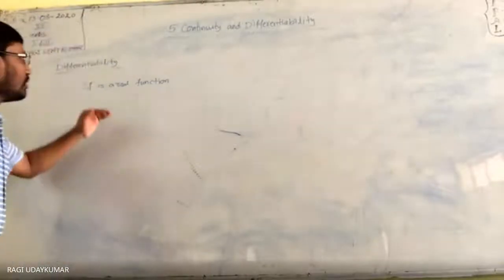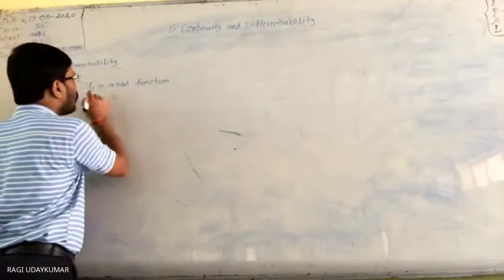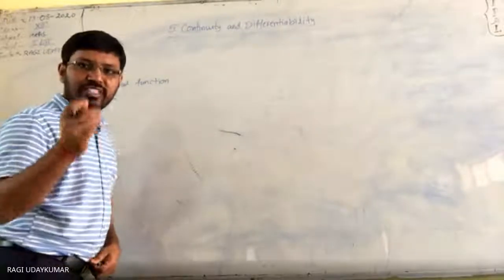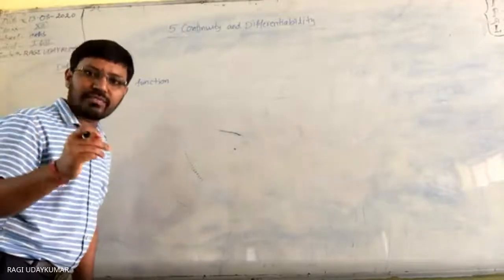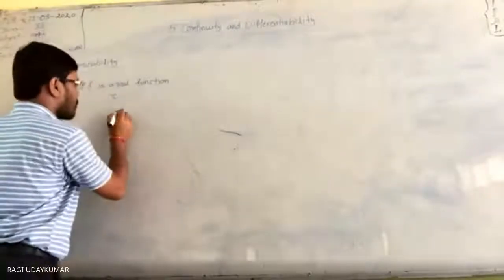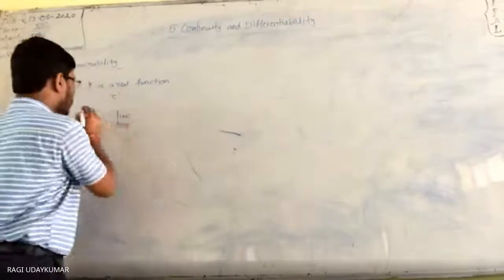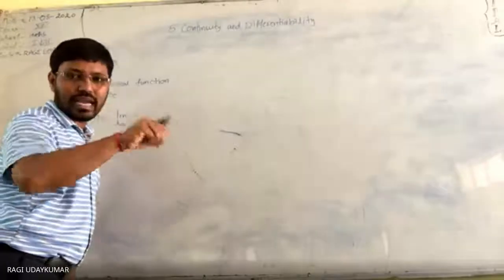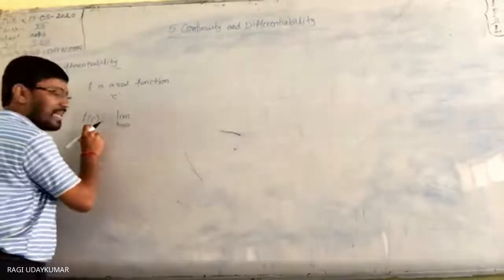Okay. So f is a real function and c is any point in its domain. If you are considering that, then the derivative of this function at c is defined with the help of limits. Limit x tends to 0, and that is denoted by f dash of c. At the particular point c, we are doing the differentiation.